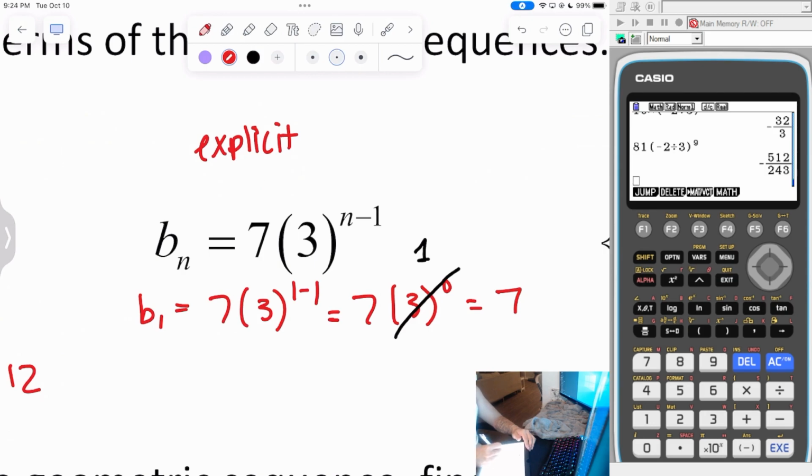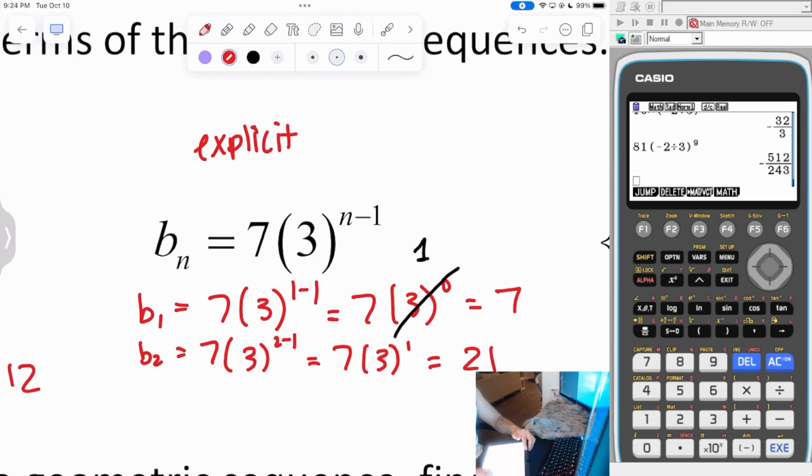And we'll keep going. B sub 2, right? 7 times 3 to the power of 2 minus 1. That equals 7 times 3 to the power of 1, which is simply just 7 times 3. That gives me 21. So it seems like each time I do one of these, I'm just multiplying by 3 each time, which resembles the base of this current formula or equation.